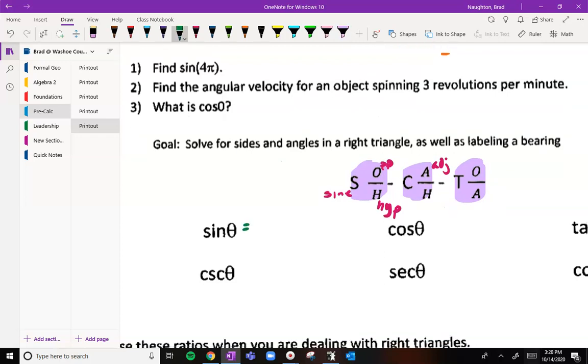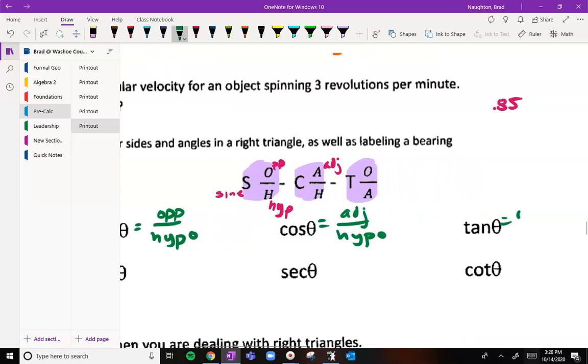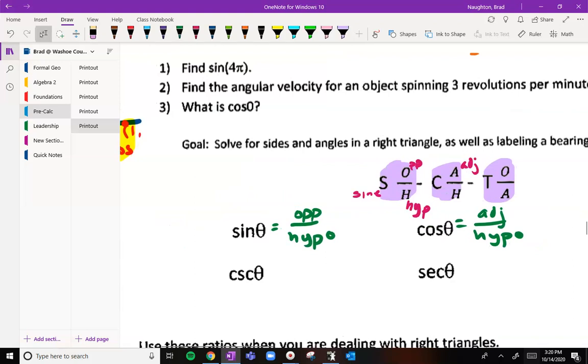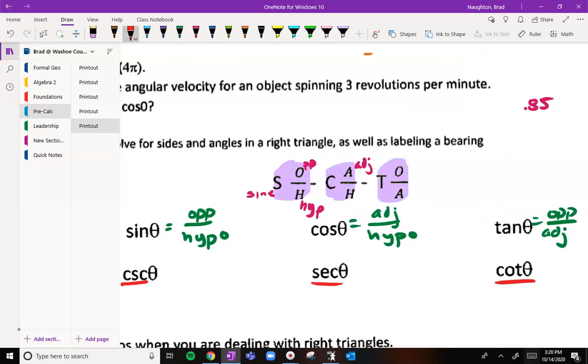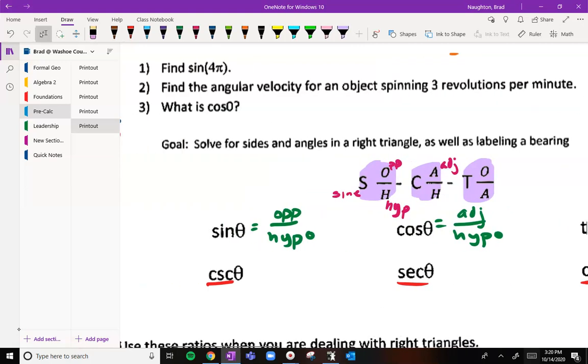So sine is going to be opposite over hypotenuse. Cosine is going to be adjacent over hypotenuse, as we just mentioned above. And then tangent is going to be opposite over adjacent. Alrighty. Ladies and gentlemen, we have some reciprocal identities that are super important and are going to come into play. Those reciprocal identities have to do with cosecant, secant, and cotangent.